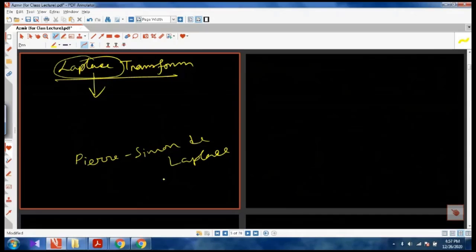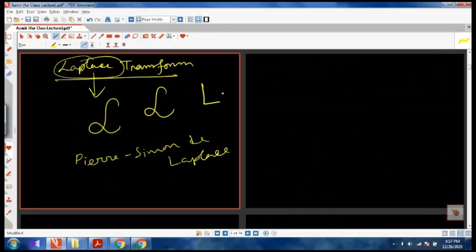So he was a French mathematician who first discussed the properties of Laplace transformation. And Laplace transformation is denoted with the curve L. We can say it is squiggly L. This is not this L. We can use this curve L. Okay. So Laplace transformation is named after the mathematician Pierre-Simon de Laplace.